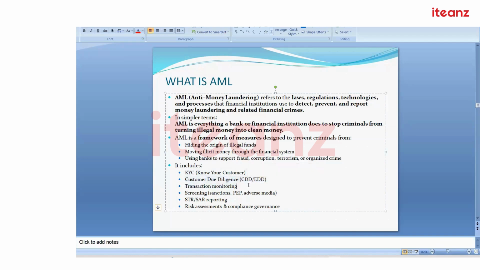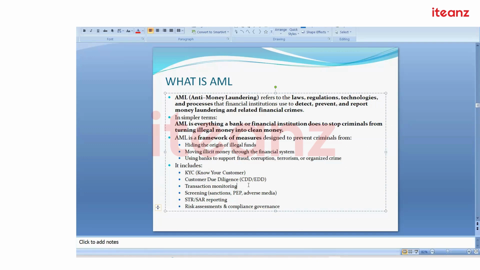Customer due diligence means, when you are onboarding the customer, you are asking for documents. Documents can vary. If it is an individual, they'll ask for Aadhaar card, driving license, or PAN card, etc. If it is a company, they will ask for some other documents. So basically, it is all document keeping.